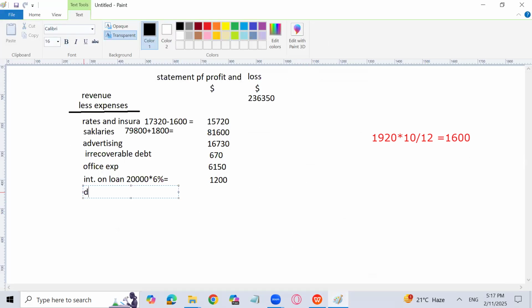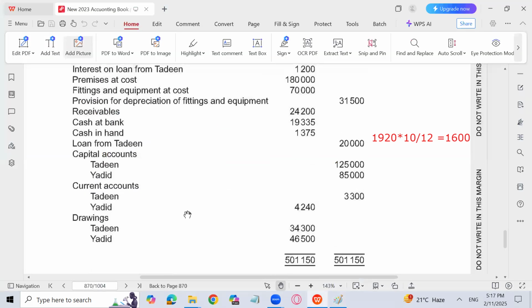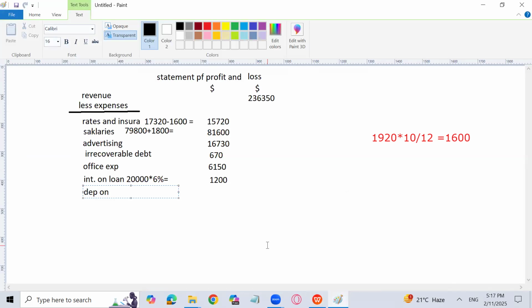Next is depreciation on fittings and equipment. So let's calculate it on fittings and equipment.